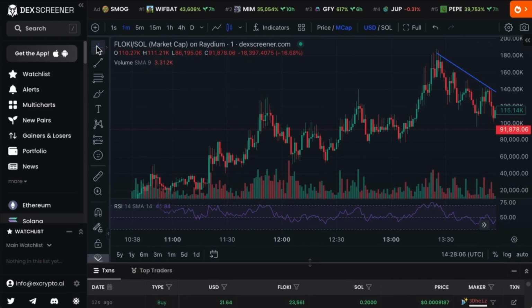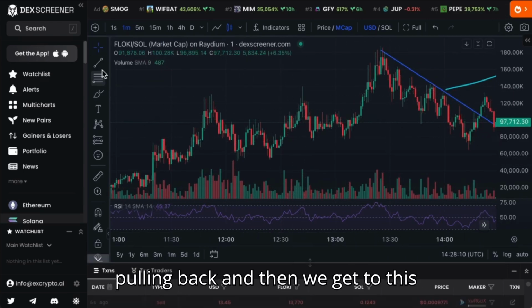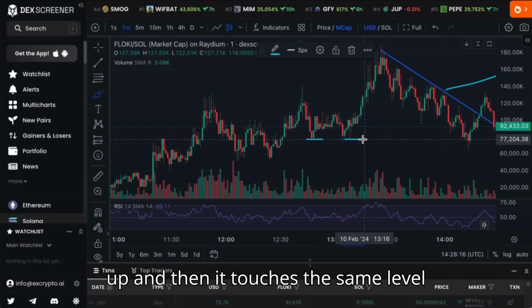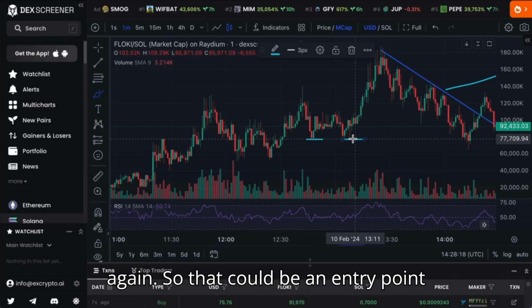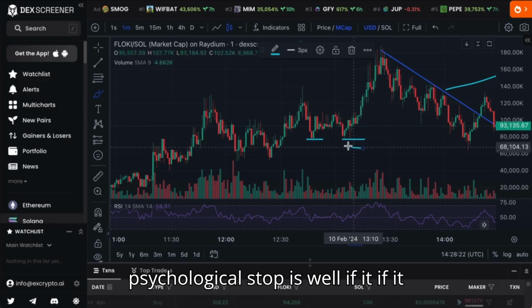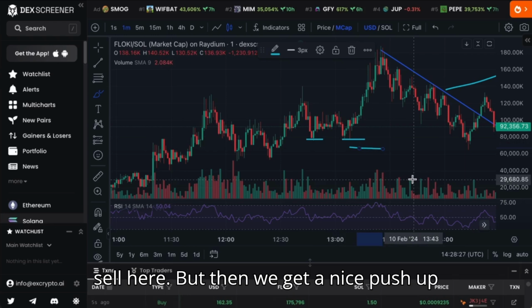So let's just click on some random charts here. You see this is moving up and then pulling back. Then we get to this level, a weak push up, and it touches the same level again. So that could be an entry point here, and your stop would just be below, a psychological stop. What I mean by psychological stop is, if it doesn't hold that level, then quickly just sell here. But then we get a nice push up from there.